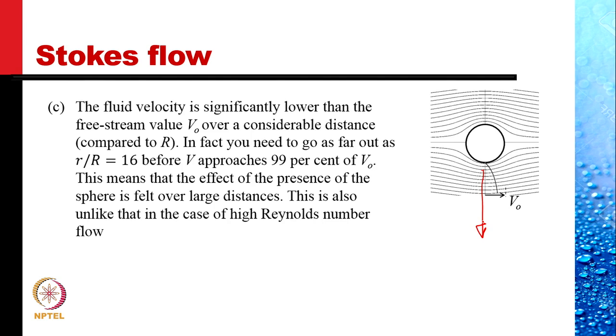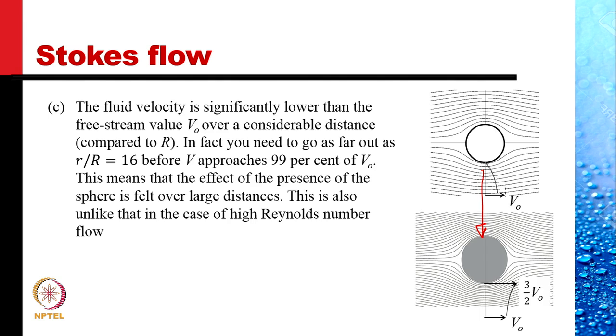In fact, we need to go out to 16 times the radius before the velocity approaches 99% of the free stream velocity V naught. This means that the effect of the presence of the sphere is felt over large distances. This too is unlike that in the case of high Reynolds number flow, where the velocity approaches V naught in very short distances, less than 2 radii of the sphere.